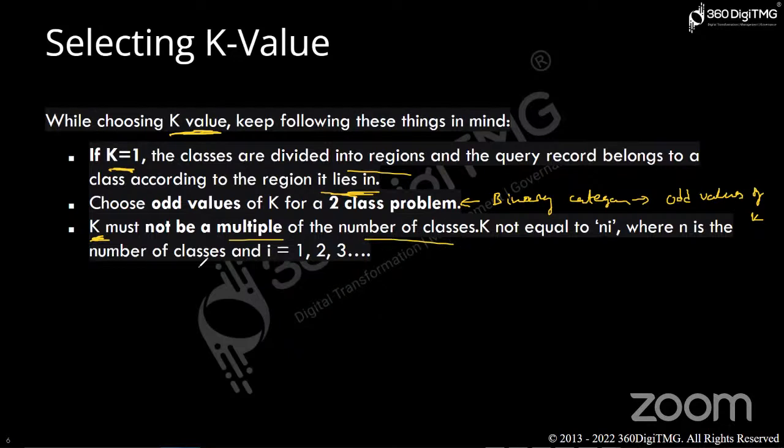If suppose we are having 3 categories, we cannot take 6 as our k value. So the k value should not be a multiple of the number of categories. If n is the number of classes, we cannot take n; instead, we'll take n plus 1. This is what we'll take.